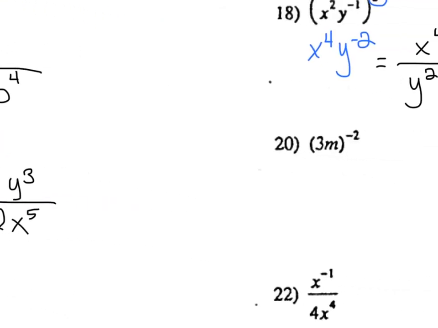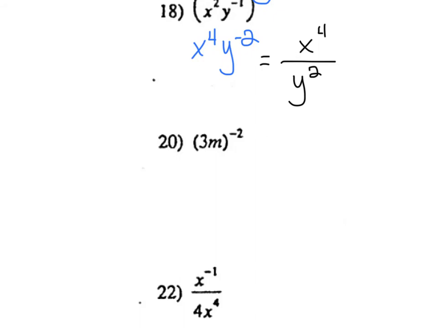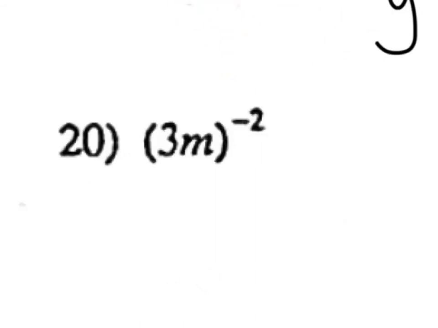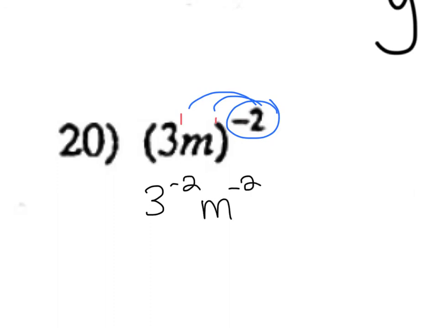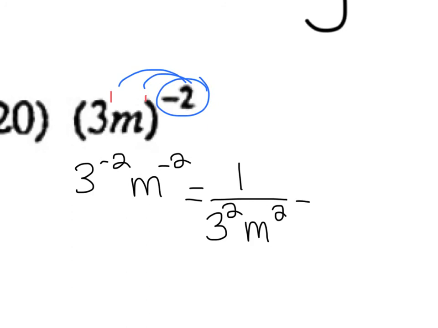Going over to 20. This one, we have 2 invisible exponents. So we distribute the -2. So I have 3 to the -2, m to the -2. Both of those have to go to the bottom. So I have 3 squared and m squared. 3 squared can be evaluated. So my answer is 1 over 9m squared.